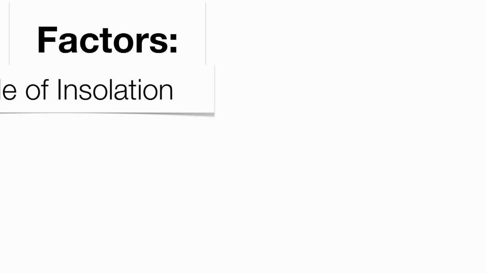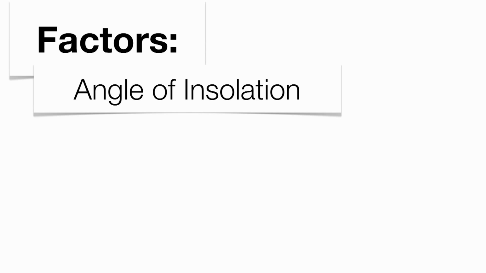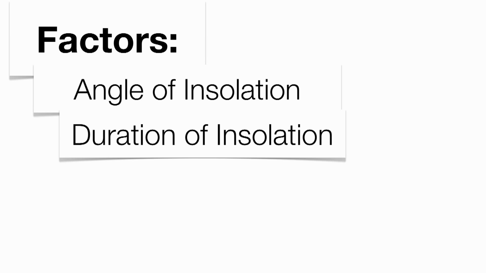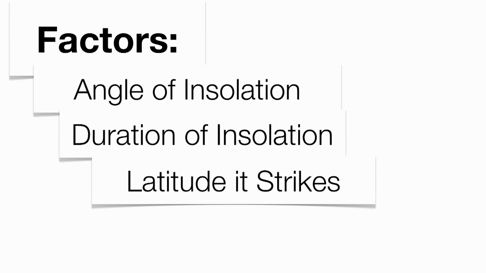Now there are some factors that influence this. The angle of insolation. The angle of insolation in the morning and the evening is much lower than it is in the afternoon. So that's why it's cooler in the morning and evening and a little bit warmer in the afternoon. How long is the sun going to be out for? Well, in the summer here in New York, it's out for about 15 hours. In the wintertime, it's out for about 9 hours.